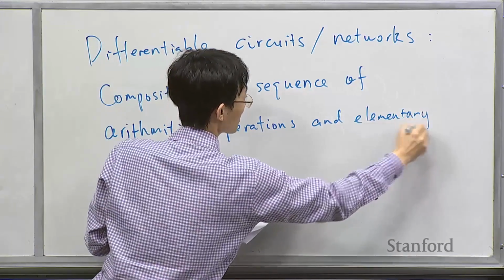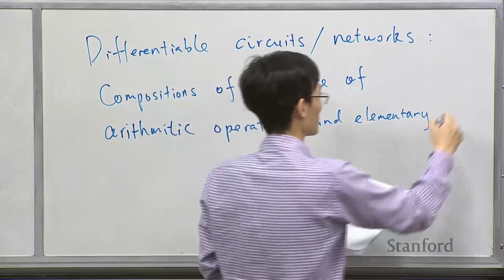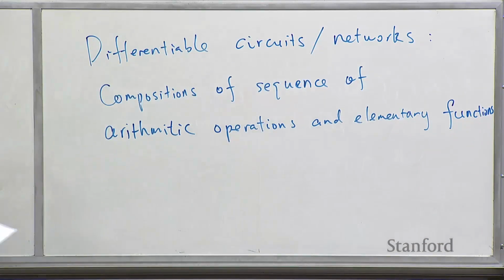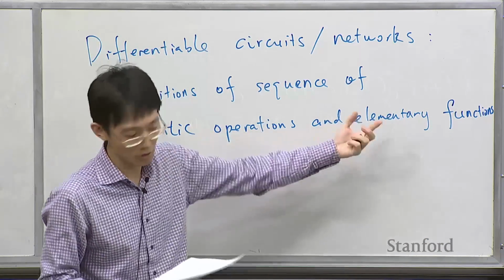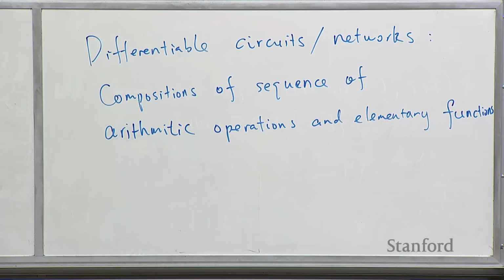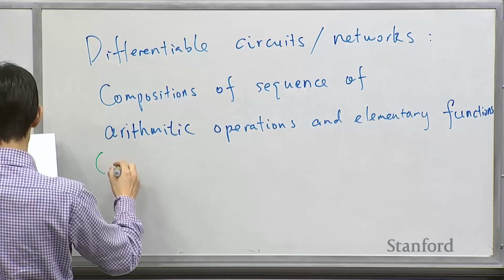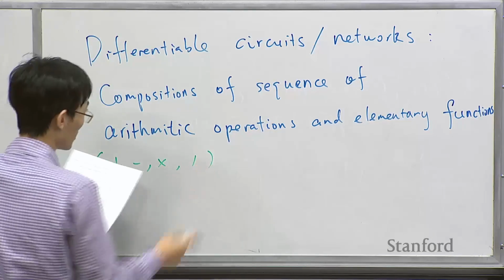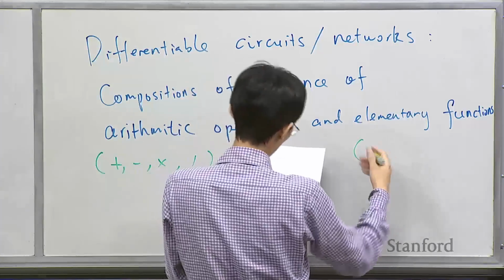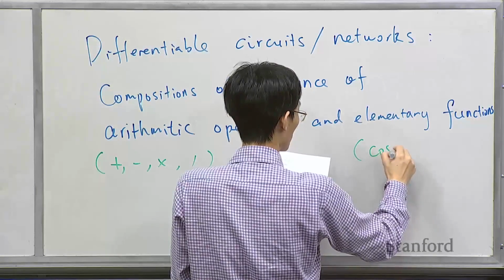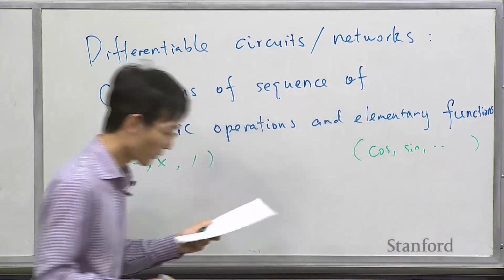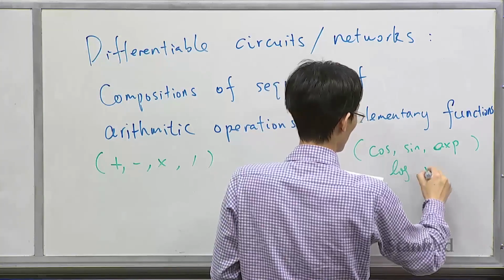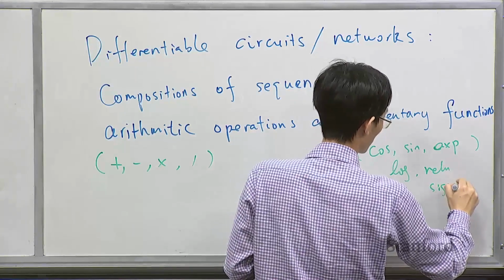By the way, my definition here is a little bit hand-wavy, but the point is not exactly about the details, it's more about the form of the theorem. By arithmetic operations and elementary functions, I mean things like addition, subtraction, product, division, and most of the elementary functions you can handle. Maybe cosine, sine, and so on and so forth, exponential, logarithm, maybe ReLU, maybe sigmoid, there are many of these functions.